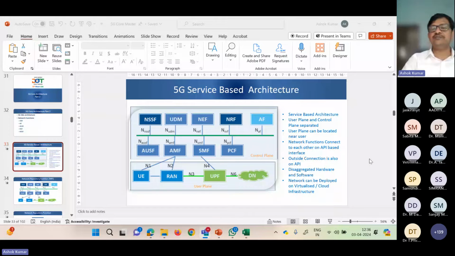So if you look at service-based architecture, just see this picture. I don't have... Share the slides, sir. Sorry, unable to see. Okay, I think I didn't share. Okay, please wait. Thank you for reminding me. Is it visible now? Yes, sir.